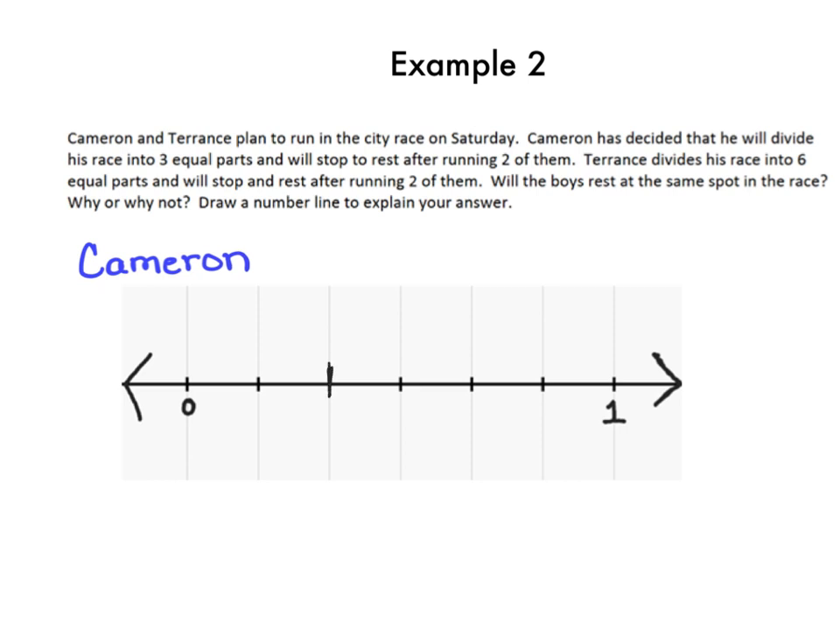1, 2. So now we can see here that by putting those 2 tick marks in, there are 1, 2, 3 equal parts. So let's put the fractions in. 1/3, 2/3, and 3/3. We know that Cameron wants to rest after 2, so we are going to put our tick mark at 2/3.